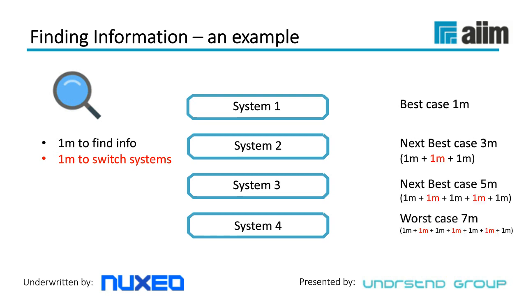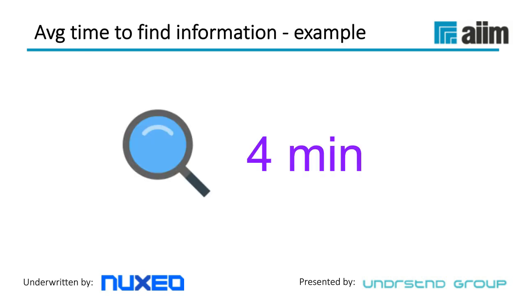Well, if we extrapolate this out, our worst case scenario with 4 systems is that it takes us a total of 7 minutes to find one single piece of information. That's obviously an awful lot longer than the 1 minute that we started with when we found it in the first system. And what it actually means is that on average, in this simple setup, it's going to take me 4 minutes to find a single piece of information.